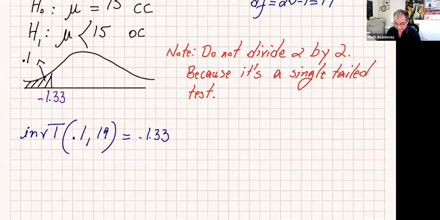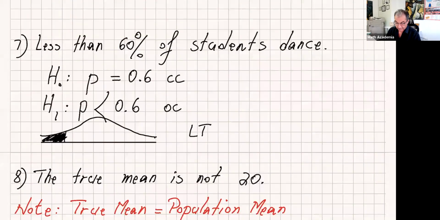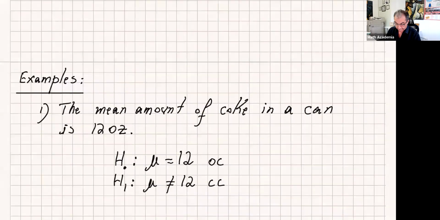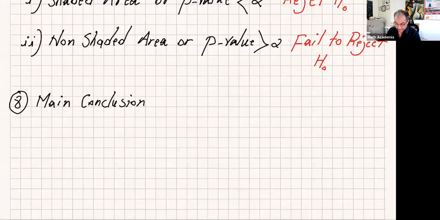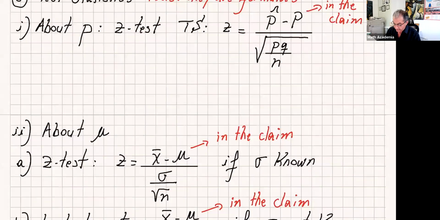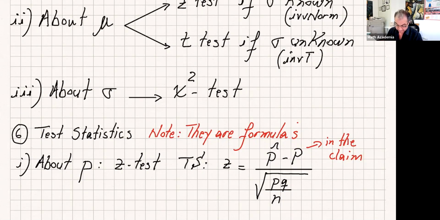So, and if the claim is about the standard deviation, then of course you use chi-squared and you find the critical value by using the table. I will show that to you in the examples. So now there's some more steps. I want to go over those, and then in the next video, we can solve some examples.